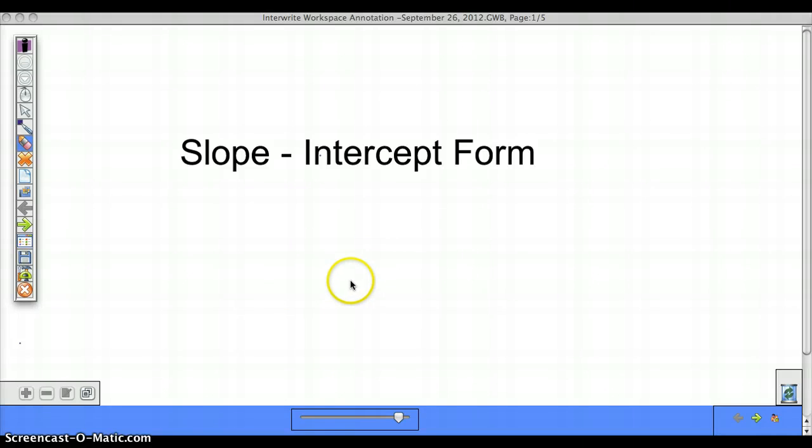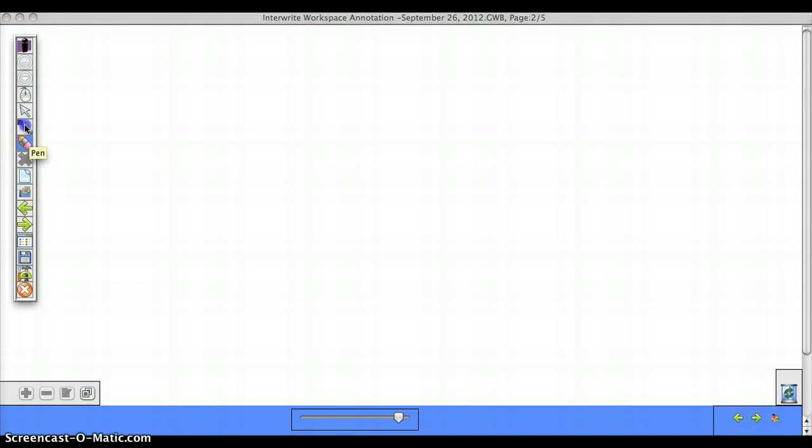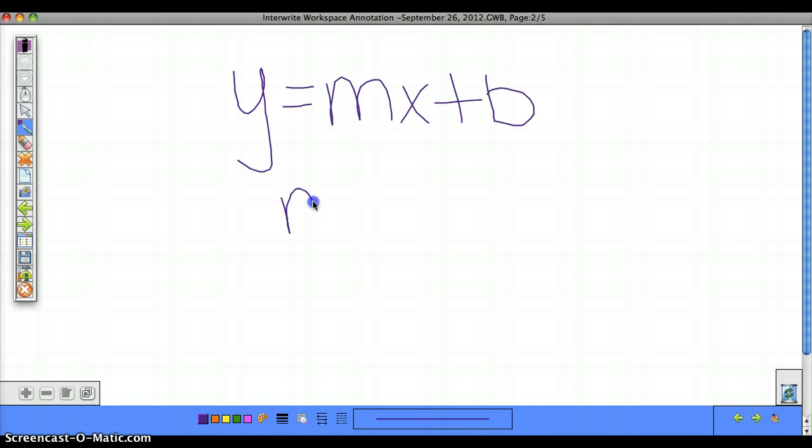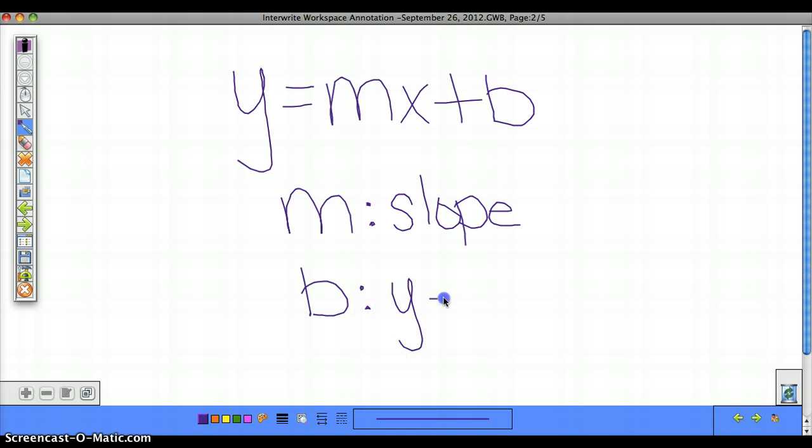Today we are going to talk about slope-intercept form, and we are going to use this to graph lines. Slope-intercept form is written as y equals mx plus b. Here our m stands for our slope and our b stands for our y-intercept. The y-intercept is where the graph intersects the y-axis, so our x is 0.